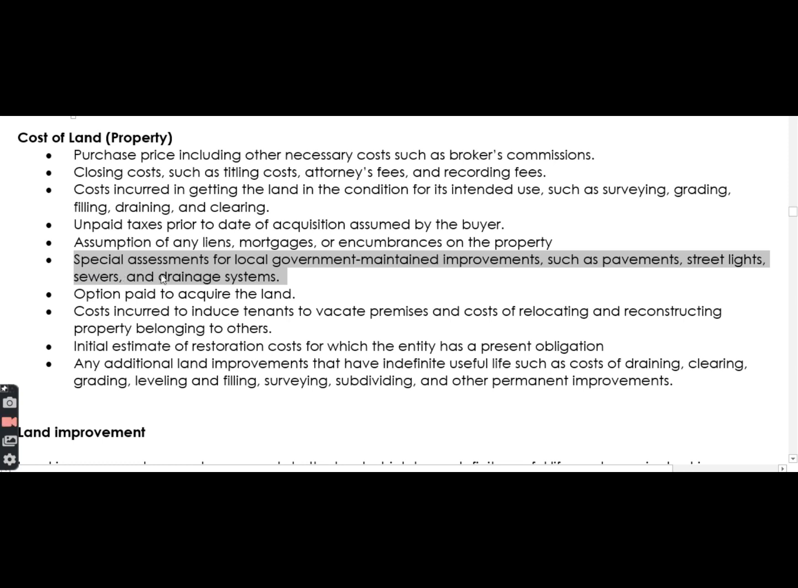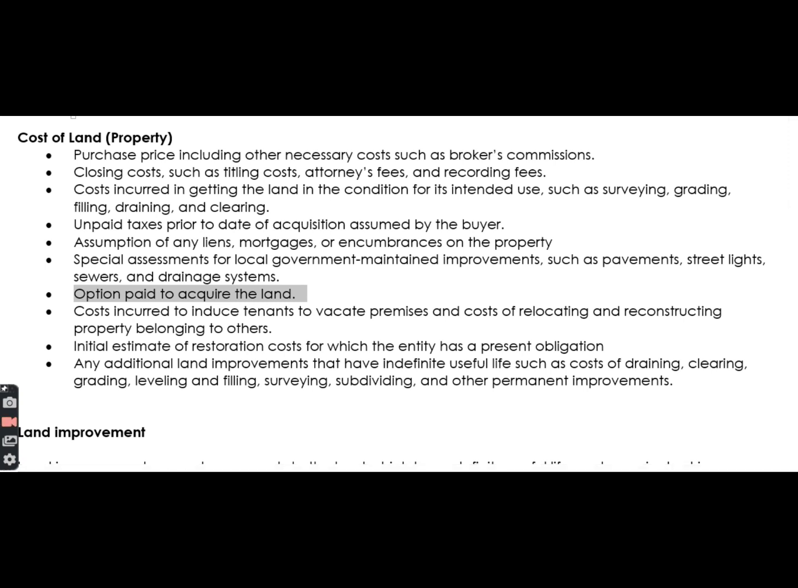amount ng special assessment doon sa ating lupa. Okay? So, basically, that's the rationale kung bakit ganun. So, parang ang labas niyan, ito yung nagastos for the improvement or the betterment doon sa ating asset. Okay? I-recognize mo rin yung option paid to acquire the land. Okay? So, option paid to acquire the land. So, i-recognize mo lang yung option kapag in-acquire mo na yung lupa.